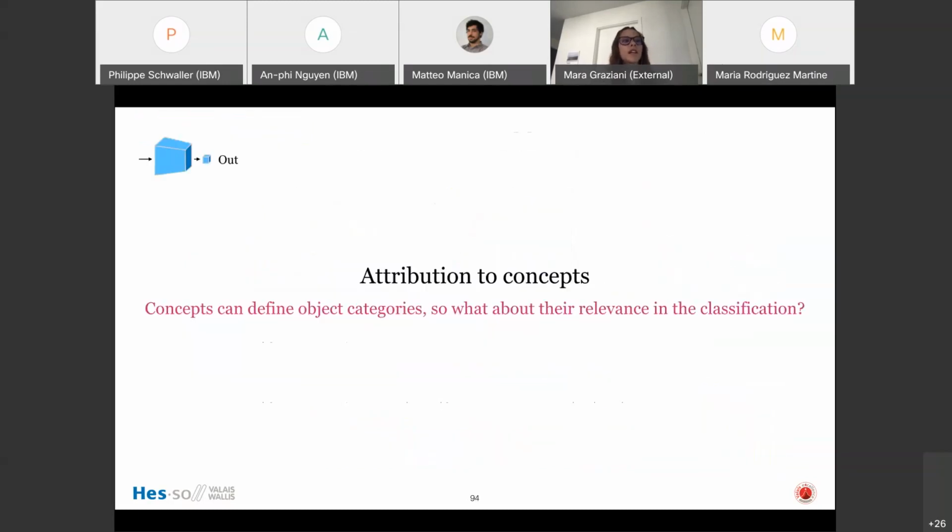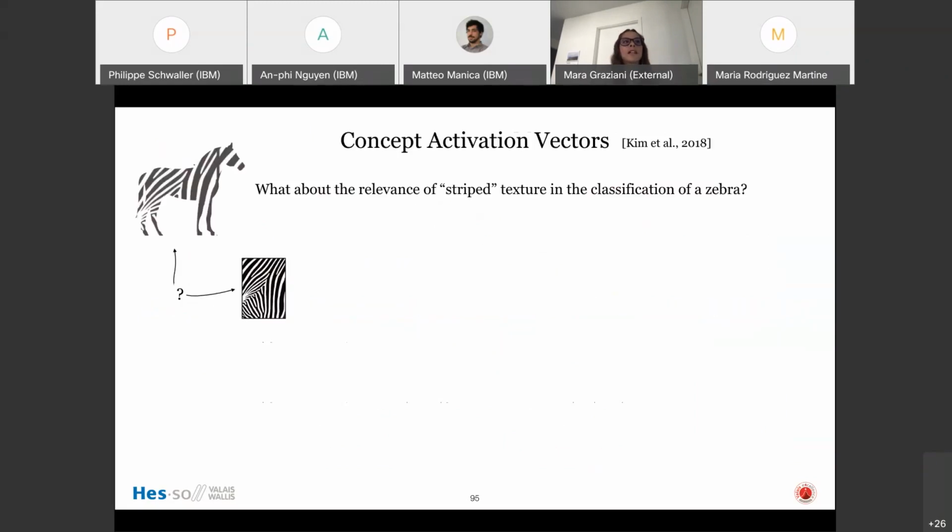Okay, we can now move to attribution to concepts. And the basic idea here is that if concepts can define object categories like animals, people, cars, etc., why don't we directly estimate the relevance in the classification? The work on concept activation vectors pioneered this question.